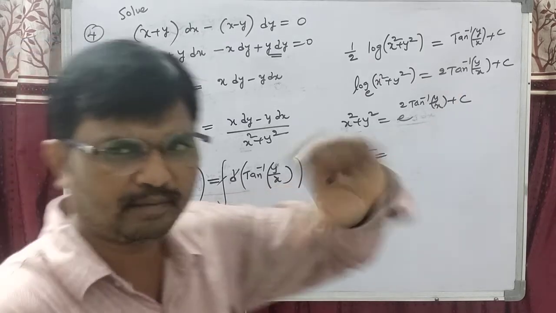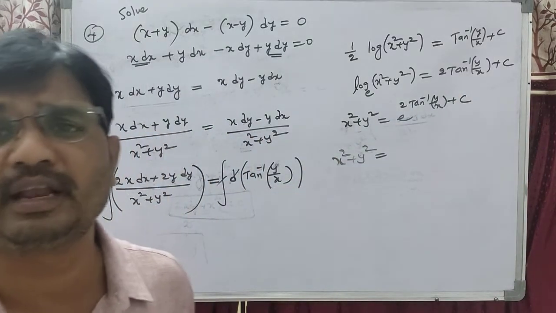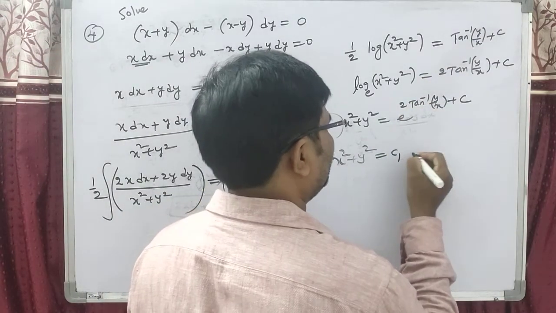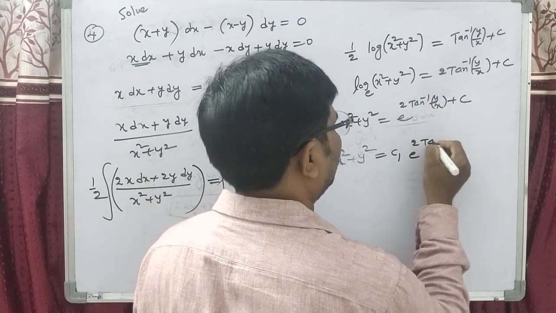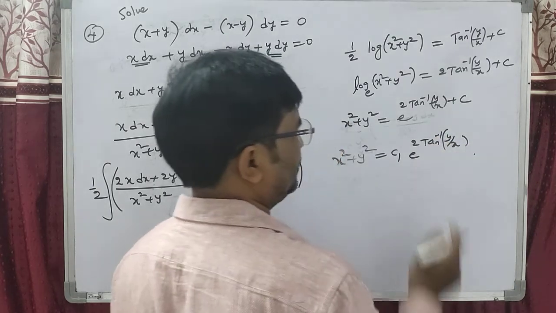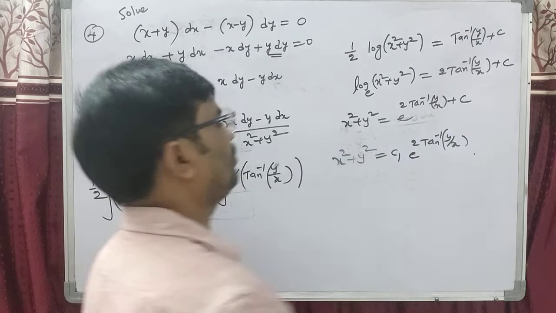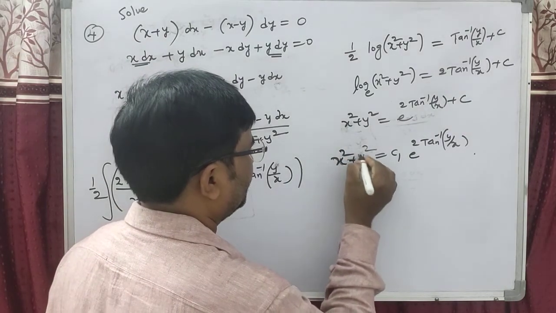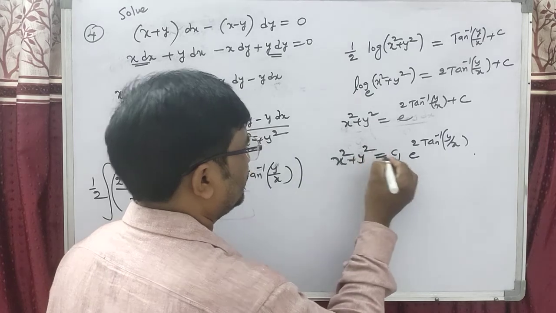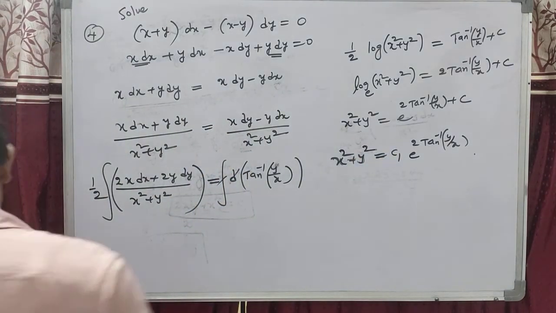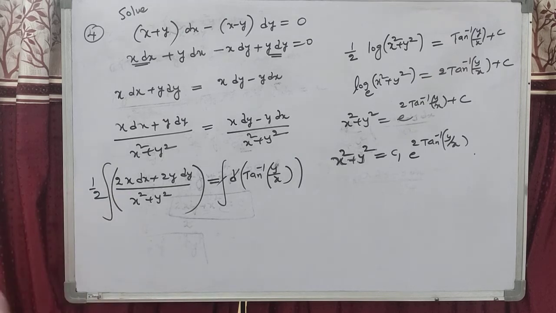e power (m plus n) is a power m into a power n. e power c is nothing but a constant. The constant is c1, where c1 is e power c. So x square plus y square equals c1 into e power 2 tan inverse of y by x is the final answer. Yes, students, write down.